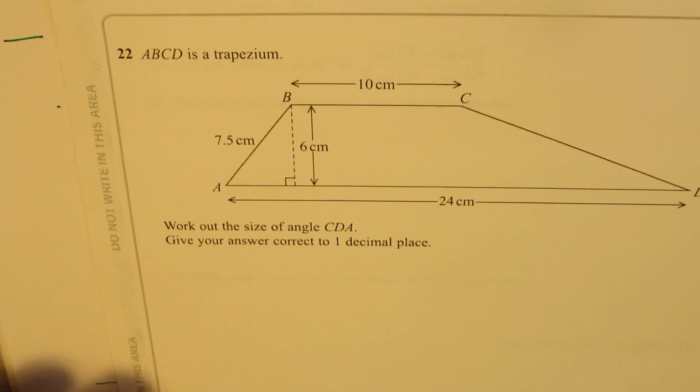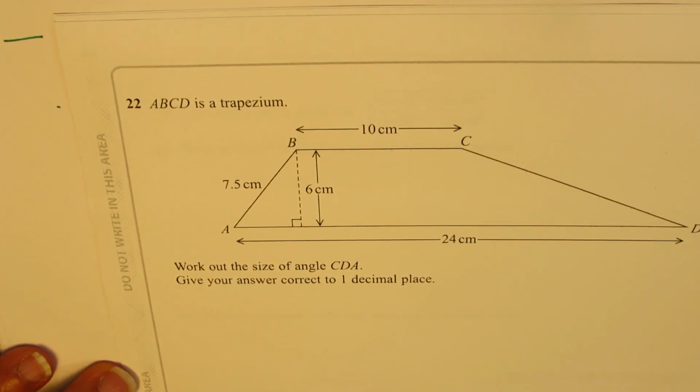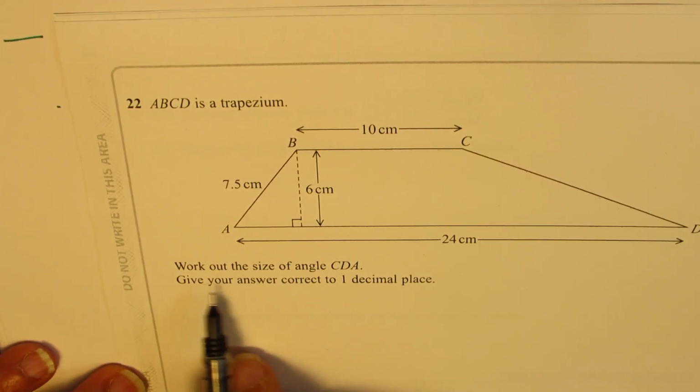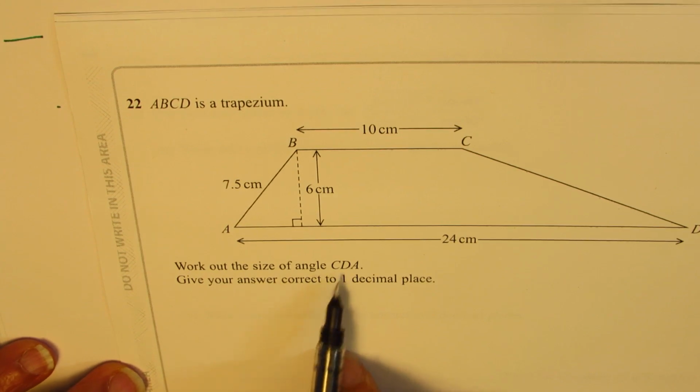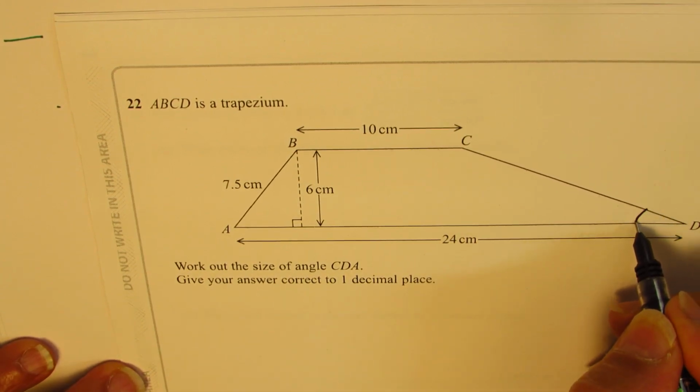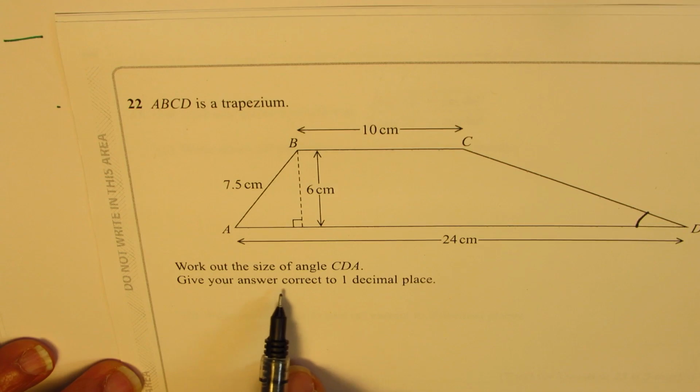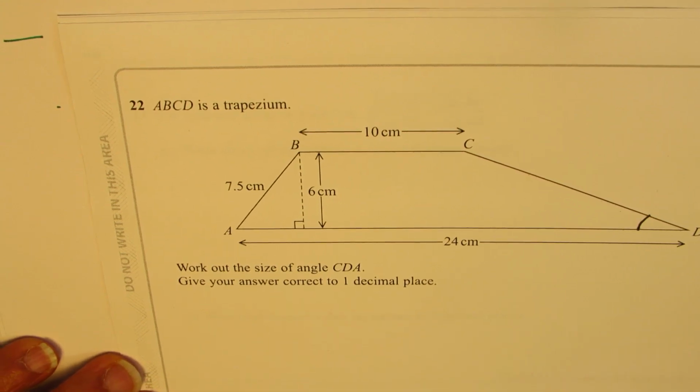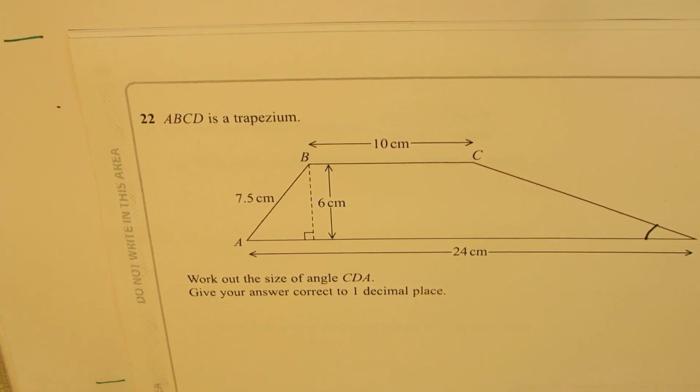Okay. Now, question number 22. ABCD is a trapezium. Work out the size of the angle CDA. So we need to find this angle CDA. Give your answer correct to 1 decimal place. Now that is a 5-mark question. So take your time to answer this question. So let's think, how can we do it?